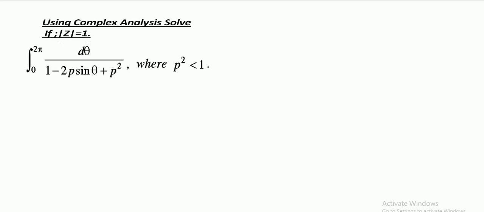In this question, which I have taken from complex analysis, we have to calculate the value of this integral, that is the integral from 0 to 2 pi of d theta by 1 minus 2p sine theta plus p square, where p square is any constant value less than 1. It is also given that the domain of this integral is mod of z equals 1.